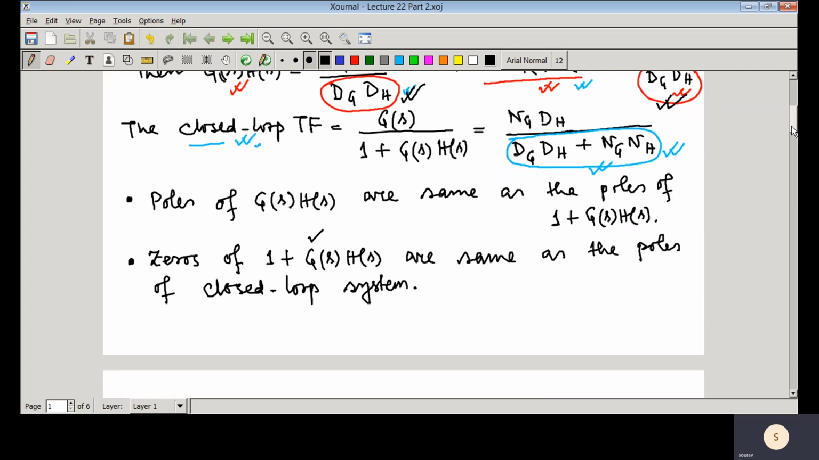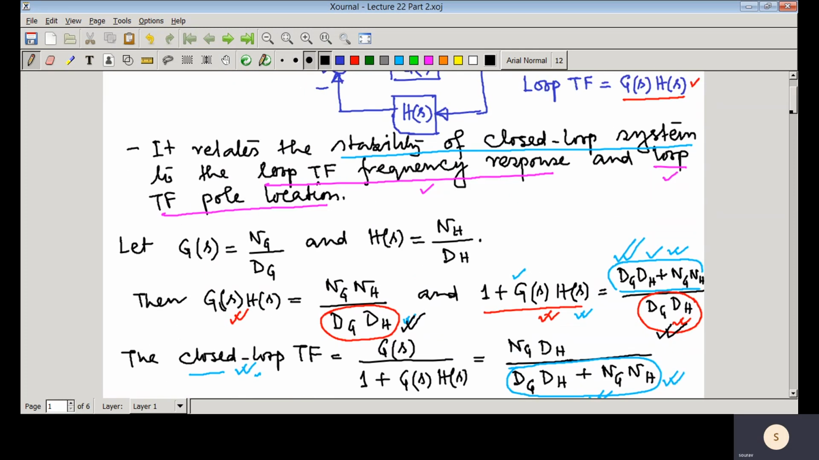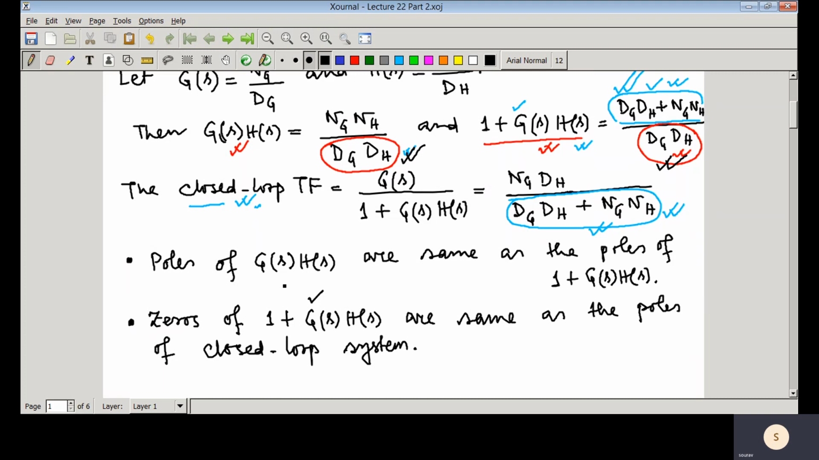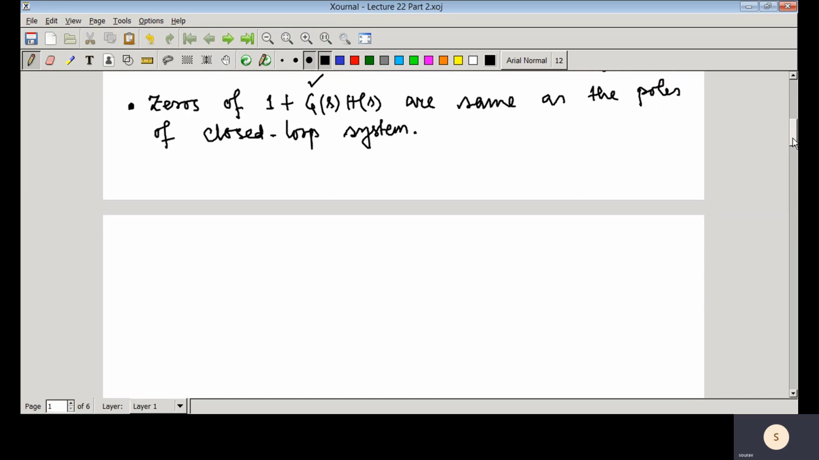So the Nyquist stability criterion, as we have seen, works if we know the loop transfer function pole locations. Loop transfer function pole location means the poles of G(s)H(s). G(s)H(s) is the loop transfer function, and its poles are the poles of 1 plus G(s)H(s). If we know these poles, and we know the frequency response of the loop transfer function G(s)H(s), then we'll be able to say whether the closed loop system is stable or not.